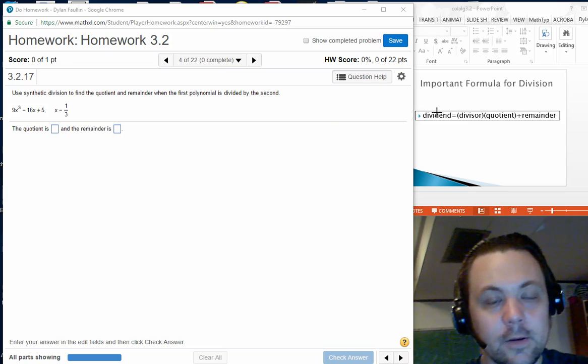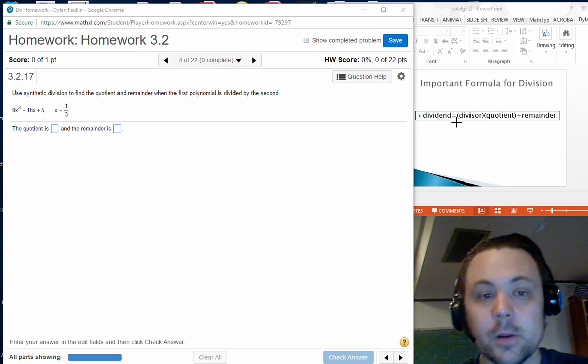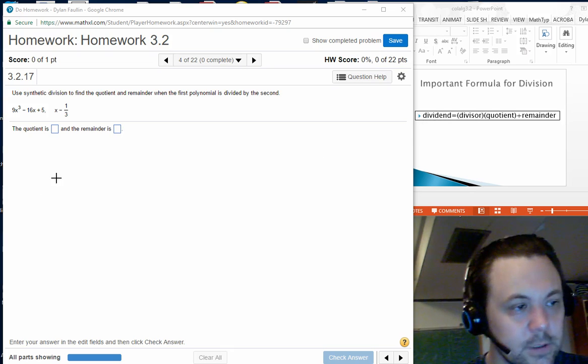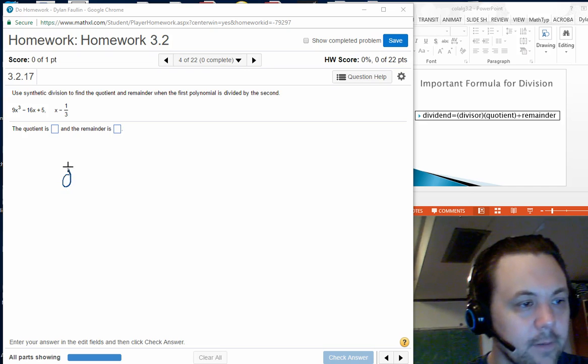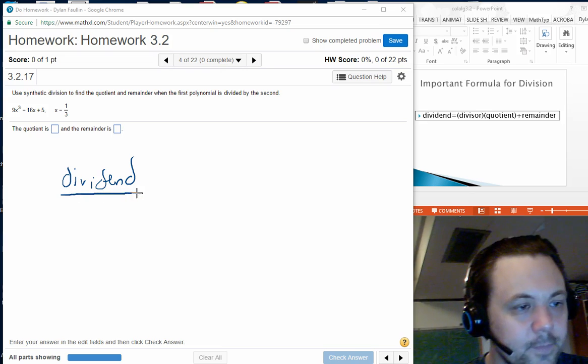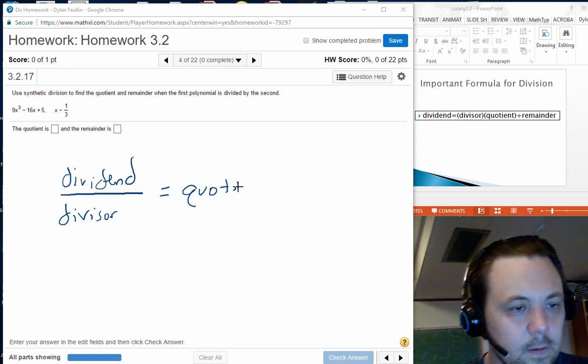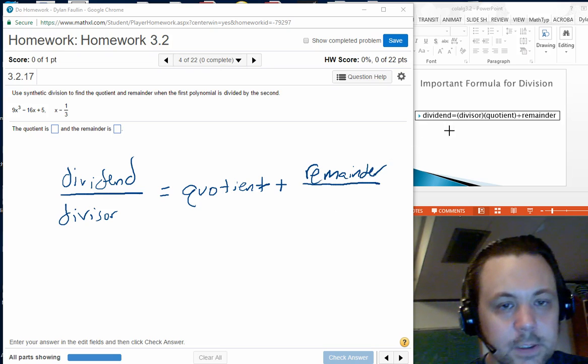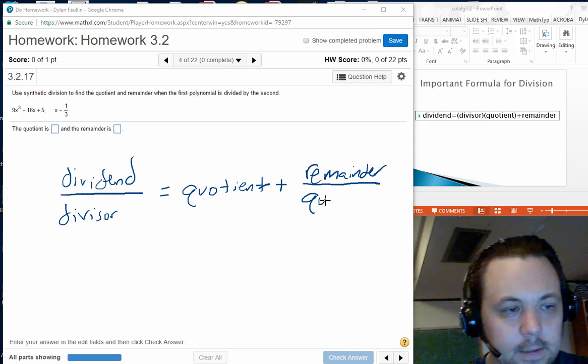Before we move on, you can see on the screen here we have this other important formula for division. This really is just the same formula I just showed you, just modified slightly. So let's take that formula we just had on the screen. We had dividend over divisor equals quotient plus remainder over divisor.